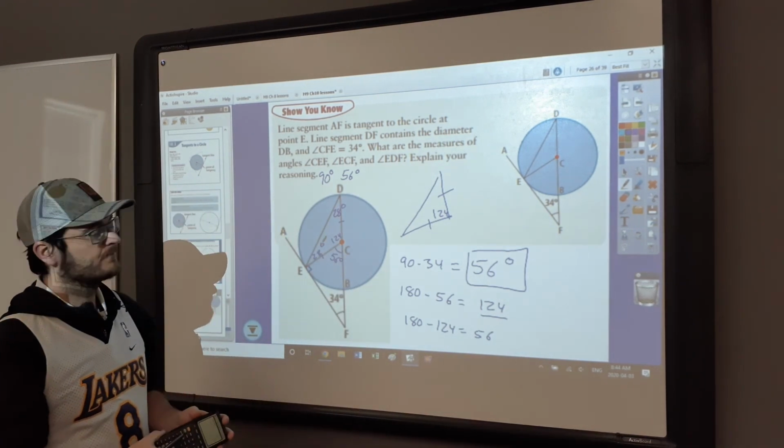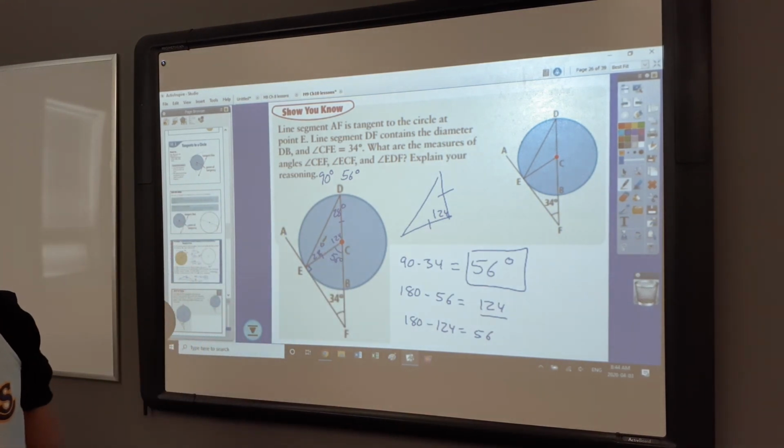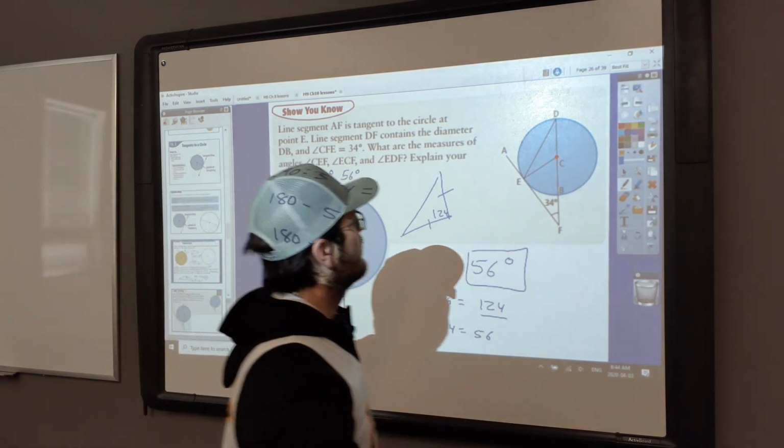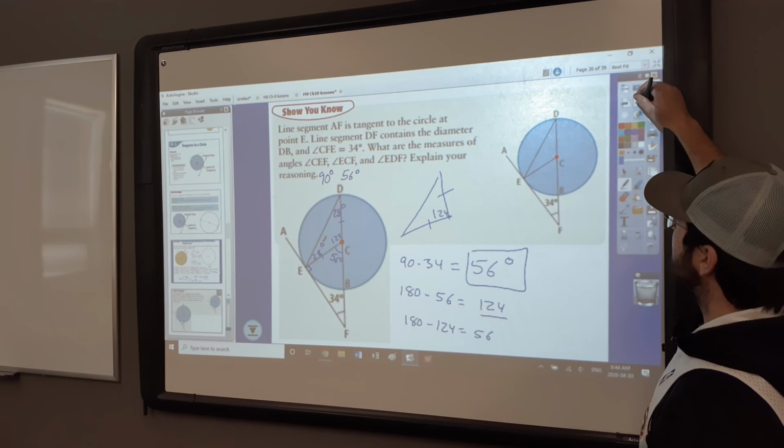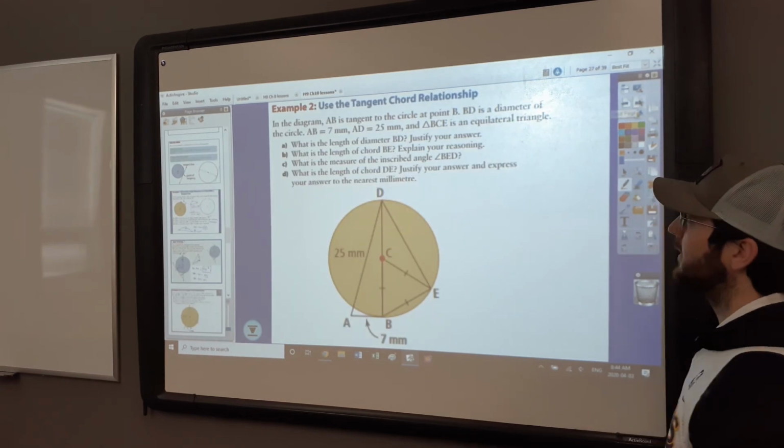Okay? So a little bit of work with angles that we're going to be figuring out in this section as well. So we still have to remember some of the rules with triangles and supplementary angles and whatnot. Okay?